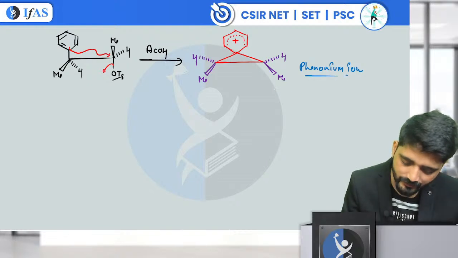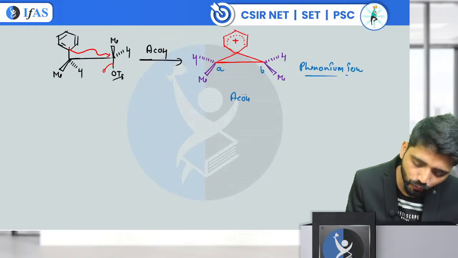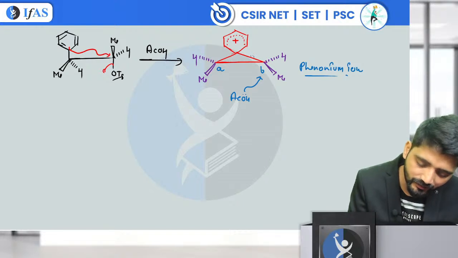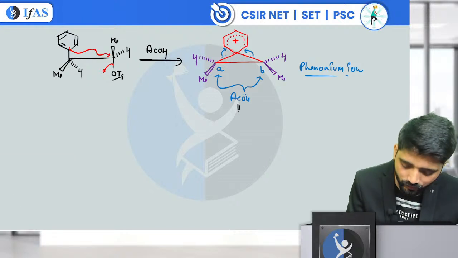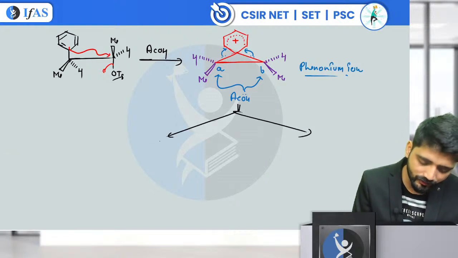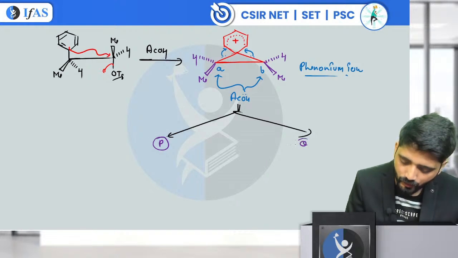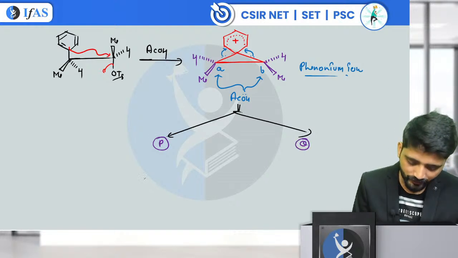Phenonium ions. Now, when my nucleophile comes, it can attack at two centers. At the B center, aromaticity will be regained from this side. At the A center, it will be regained from this side. What I am going to do is draw both the products, and now it's our responsibility to compare the products, or what will be the relationship between the products.